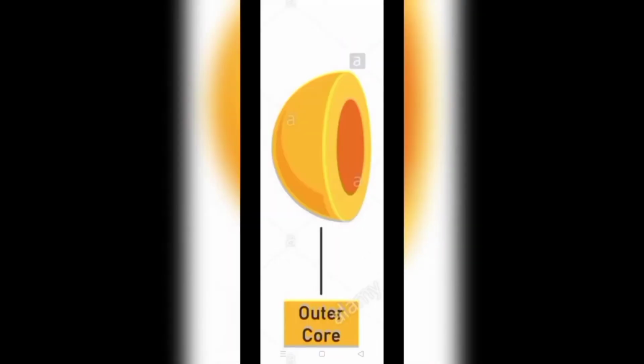Our third destination is the outer core. The outer core is made up of iron and nickel, but it is in molten form. As I told you, the outer core is made up of molten iron and nickel, and this molten iron and nickel forms Earth's magnetic field. Now what is the Earth's magnetic field? Well, the Earth's magnetic field protects it from the harmful solar flares from the sun.